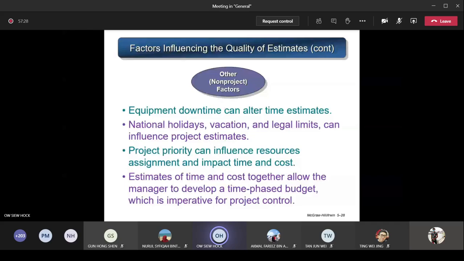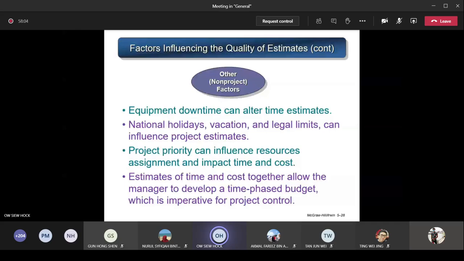And legal limits, for example, somebody has some legal issues. For example, if somebody is a witness to some kind of accident or murder, and whoever is involved in this incident is on trial, the court will issue a summons asking this witness to go to court. So if you are the witness, then you cannot go to work. Instead of going to work, you go to the court. So that will affect your project progress. So this can influence the project estimates.